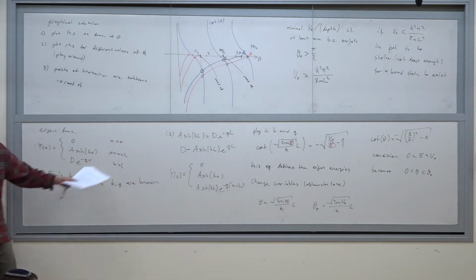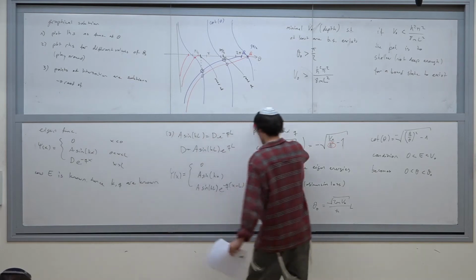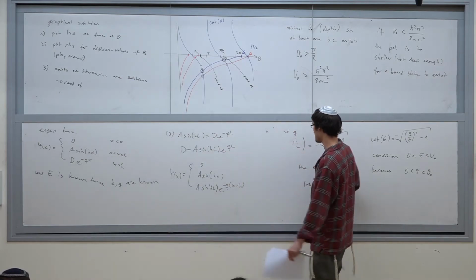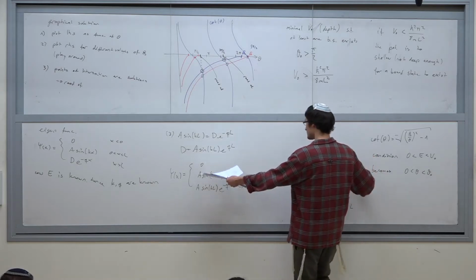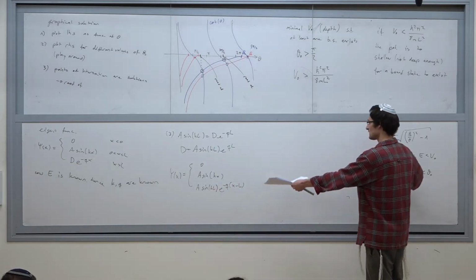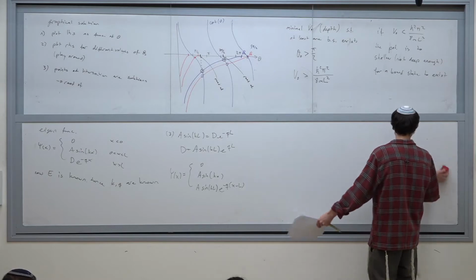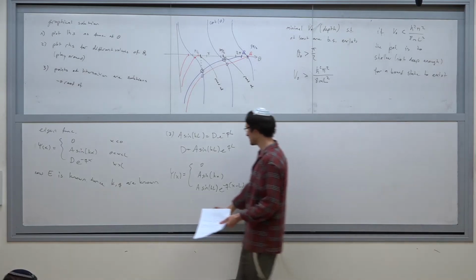So I used one of the boundary conditions, not both of them. If I use both of them, I'll eliminate both A and D and then remain with the energies as unknown. So I'll use just one of the boundary conditions, eliminate one of the integration constants, and now I can use the normalization in order to find A.